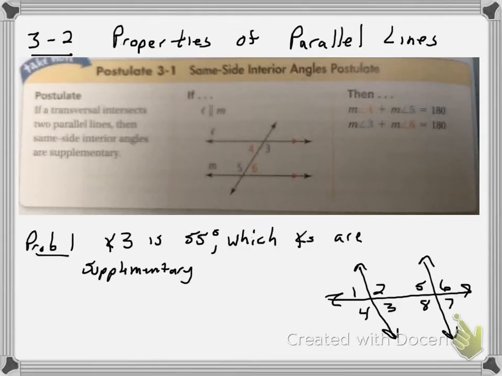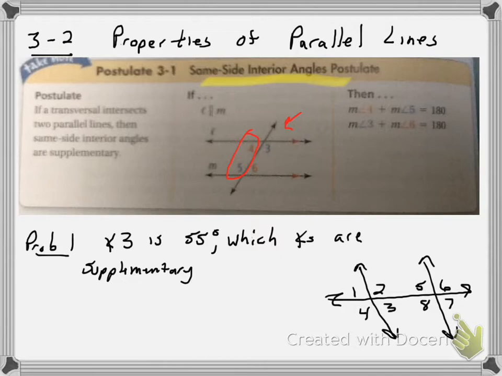3.2 is about properties of parallel lines. First one they talk about is the same side interior angle postulate. If we have two parallel lines cut by a transversal, this line that cuts parallel lines is called a transversal. We have the same thing where angles on the same side add up to 180 degrees. So 4 plus 5 are 180 degrees.